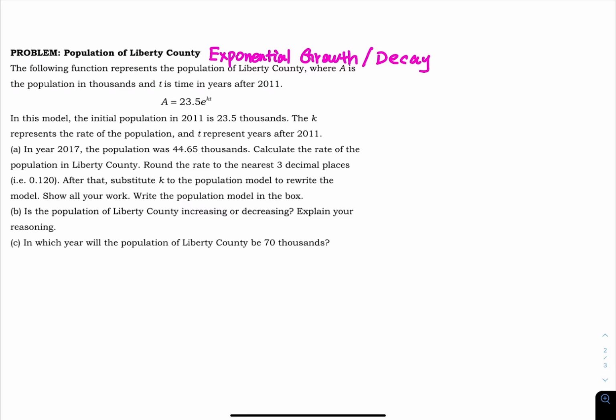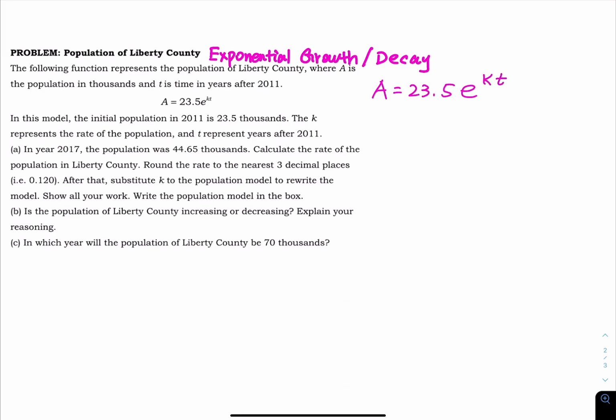This exponential growth or decay problem is regarding the population in a county. The following function represents the population of Liberty County, where A is the population in thousands and t is the time in years after 2011. So let's write the model again. The model is A equals 23.5 e to the kt. We don't know the rate yet.